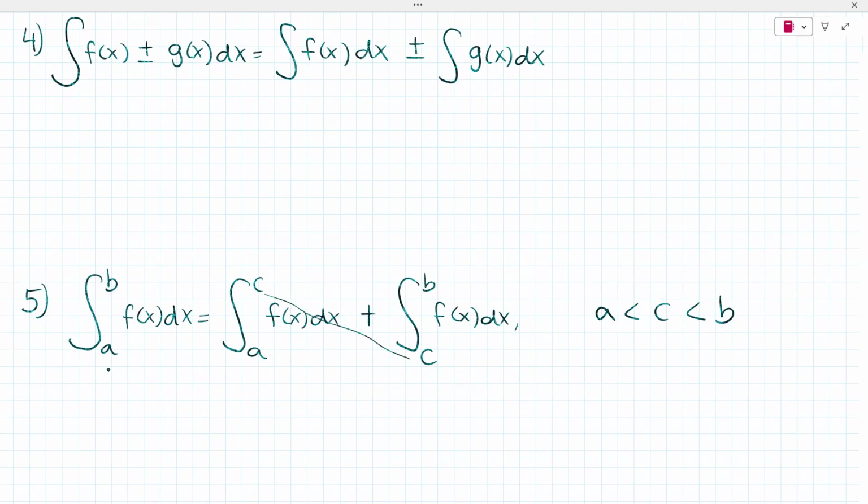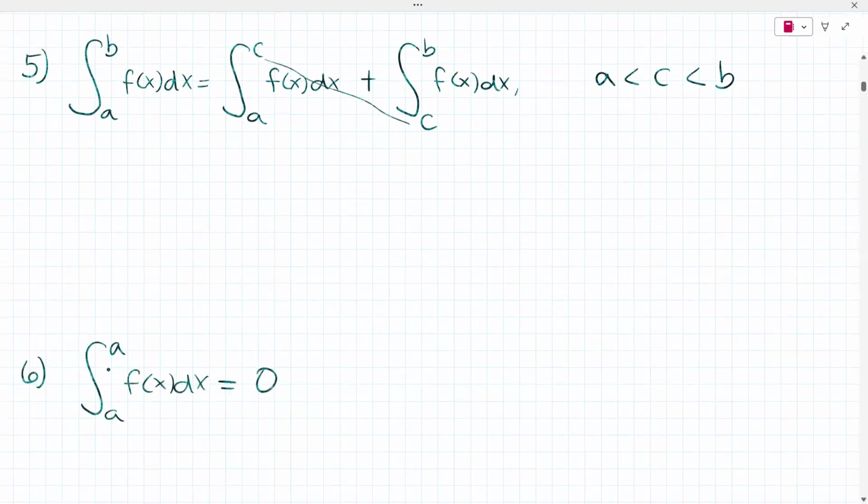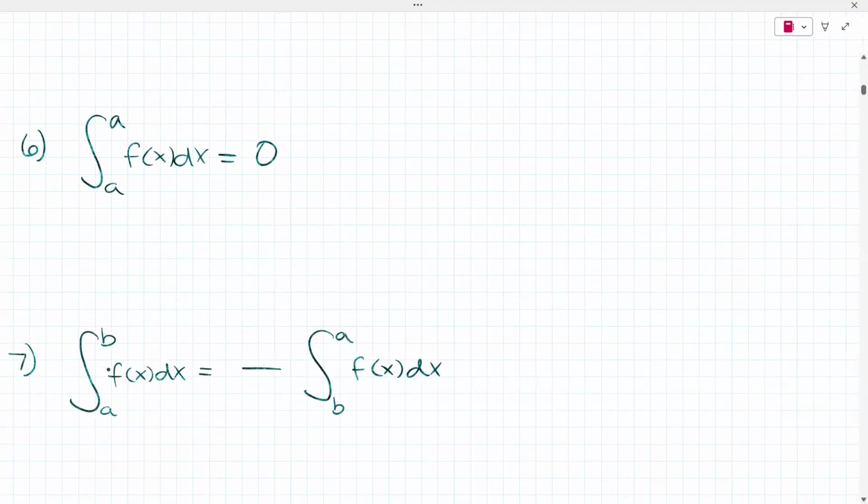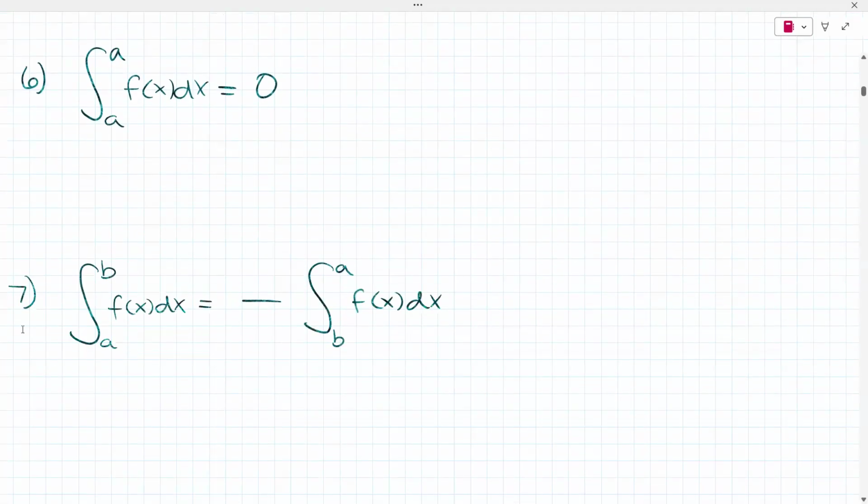And I'll explain when we do an example. In rule 6, the integration from a to a of f of x dx is equal to 0 because you're not going anywhere, right? So the area has to be 0. Rule 7, the integration from a to b of f of x equals, if you switch the boundaries from lower to upper to upper to lower, it's going to be the same answer, but the only difference is you put a minus in front. That's it.